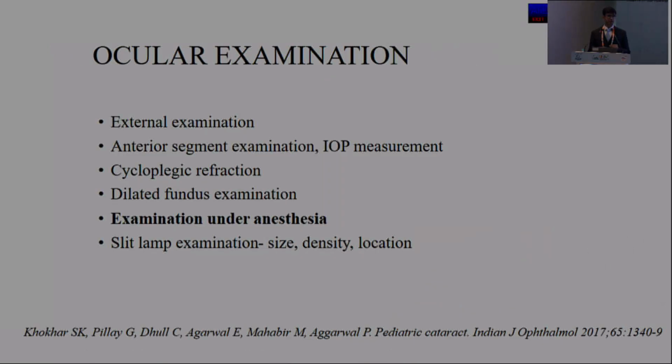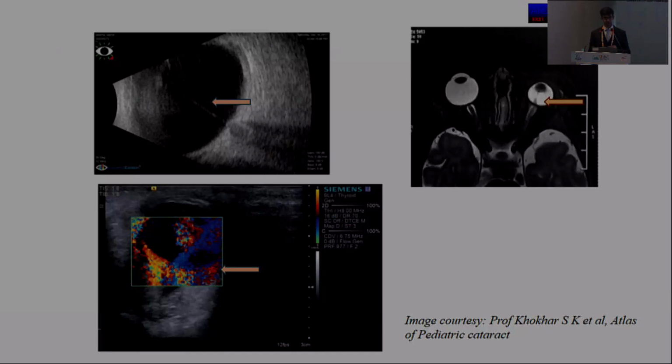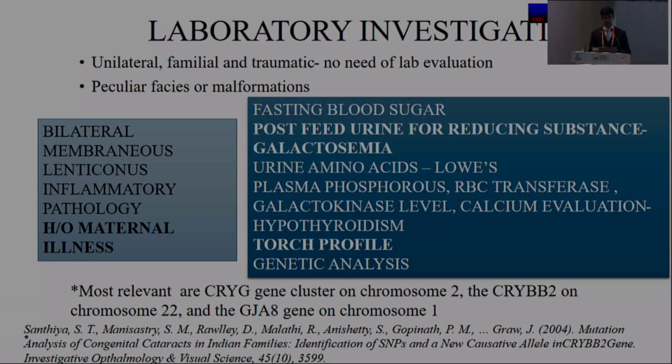Ocular examination on the anesthesia table is very important because here we are doing the biometry. A scan, B scan, MRI, especially in cases of PFV. Here you can see a PFV stalk associated with a color Doppler showing the vasculature, and the MRI associated with the same, where you can observe that the globe is shrunken. It's a microphthalmic eye. You can see the PFV stalk as well.